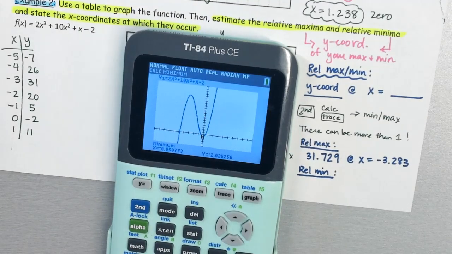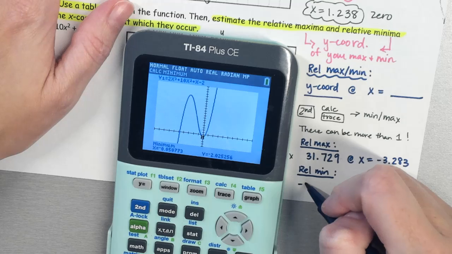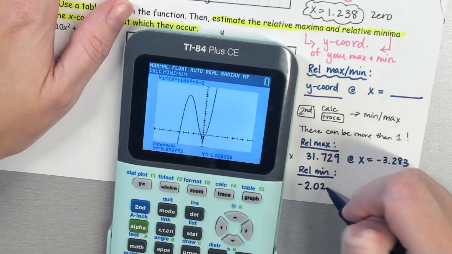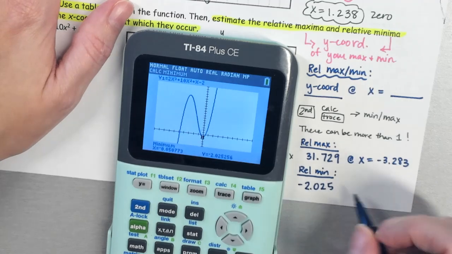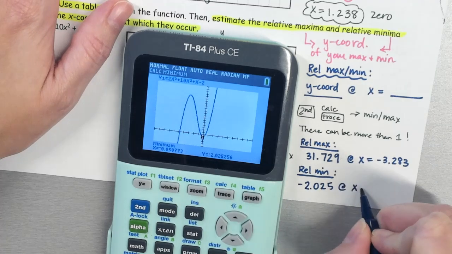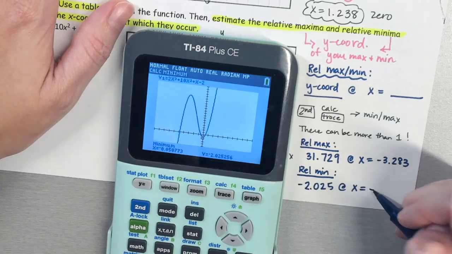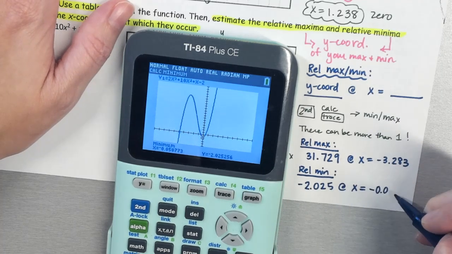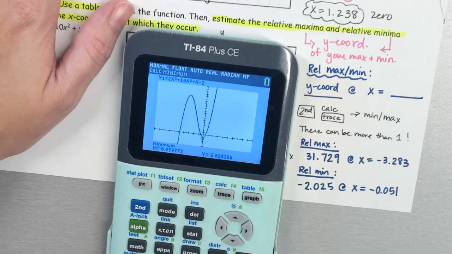Okay, and then just double check, make sure that you're rounding it correctly. So you're always writing your y coordinate first. So your relative min should be negative 2.025 when you keep it the same because of that last number. So it's always the y value at, and then this is negative 0.05, and then that 7 pushes that 0 up to a 1.